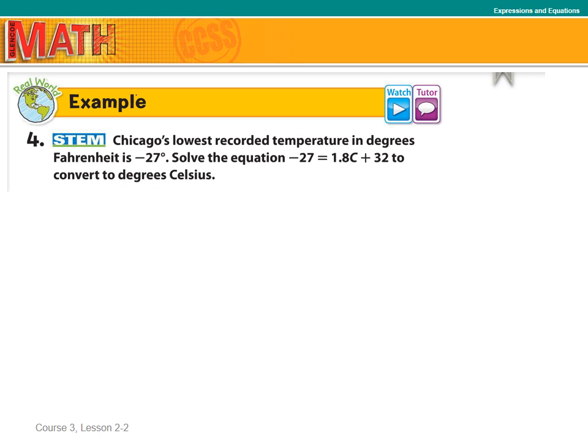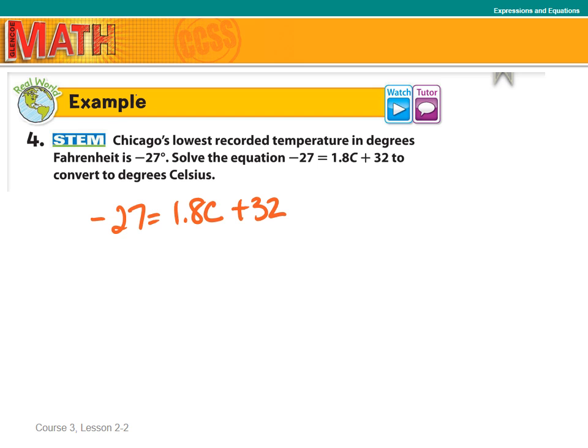Real world example, STEM. Chicago's lowest recorded temperature in degrees Fahrenheit is negative 27 degrees. Solve the equation negative 27 is equal to 1.8 C plus 32 to convert to degrees Celsius. So let me write down negative 27 equals 1.8 times C plus 32. And that's going to give us the degrees Celsius of negative 27 Fahrenheit.